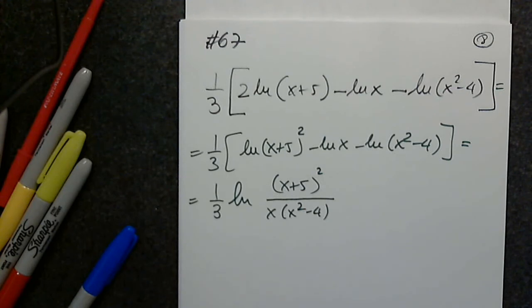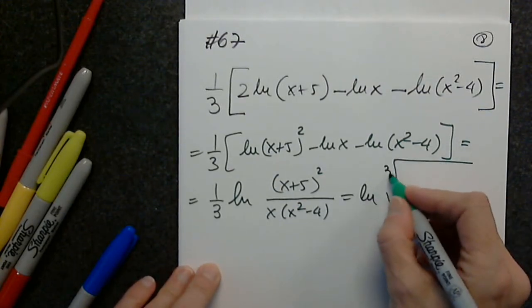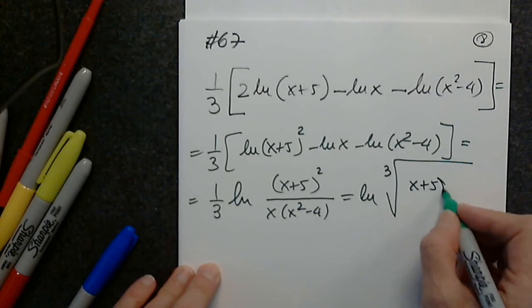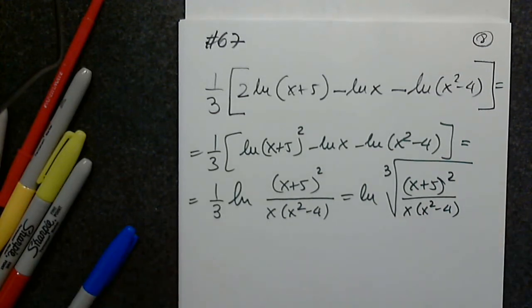Perfect. Now the final step, I have to get rid of 1/3 in front. Root, exactly, the cube root. So natural log of the cube root of x plus 5 squared over x and x squared minus 4. And no one can simplify this in any way. Do we feel better about this?